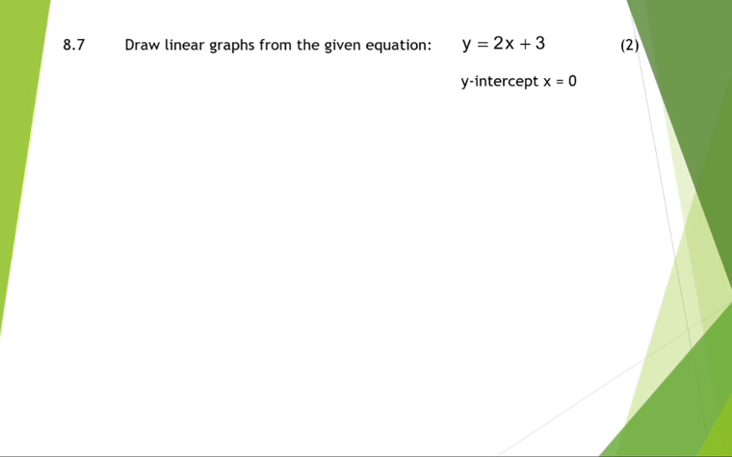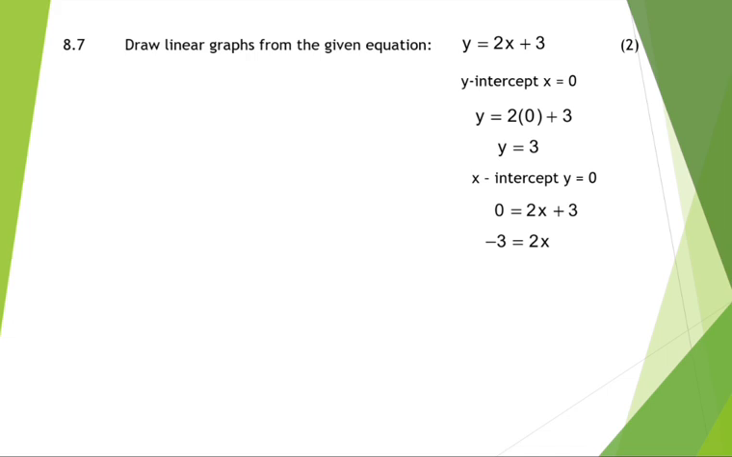And then we move on to the next, 8.7. Draw the line graph from the given equation, y is equal to 2x plus 3. So I'm going to use the intercept method. Y-intercept, x is equal to 0. Then y is equal to 2 times 0 plus 3. So y is equal to 3. Then x-intercept, y is equal to 0. 0 is equal to 2x plus 3.